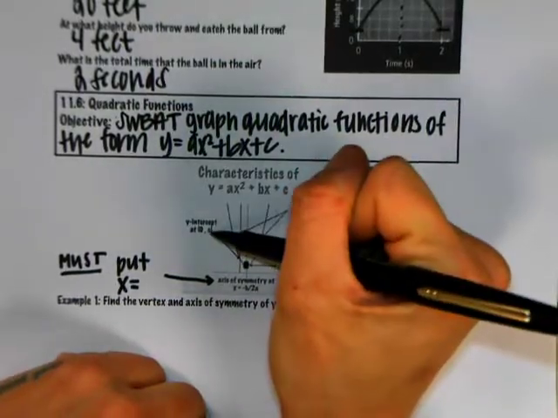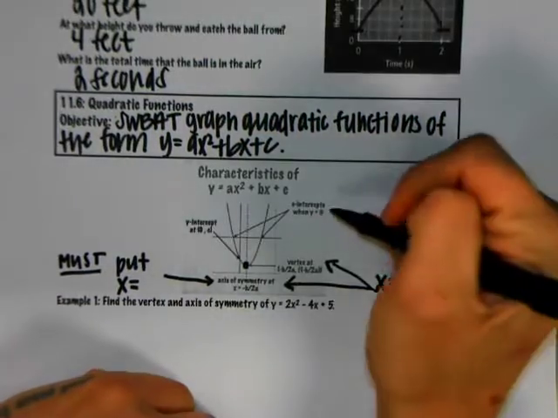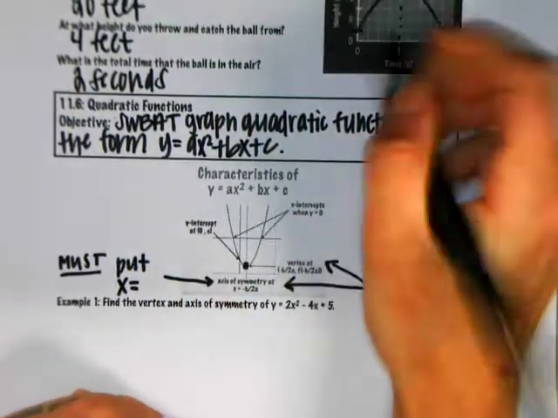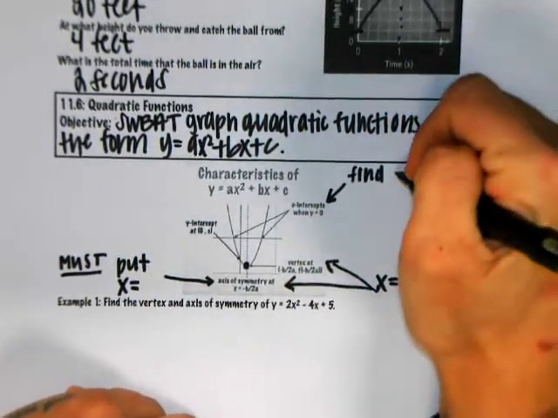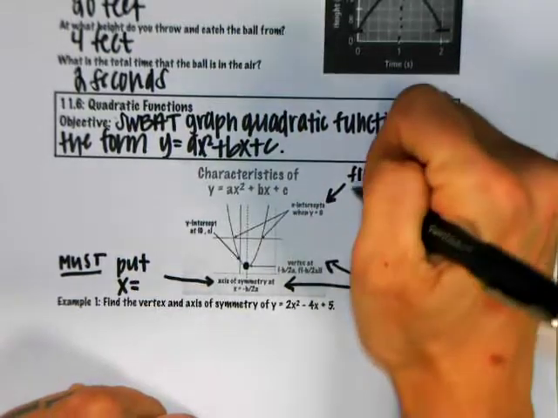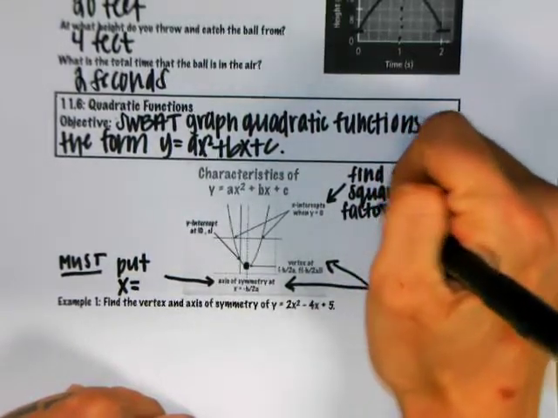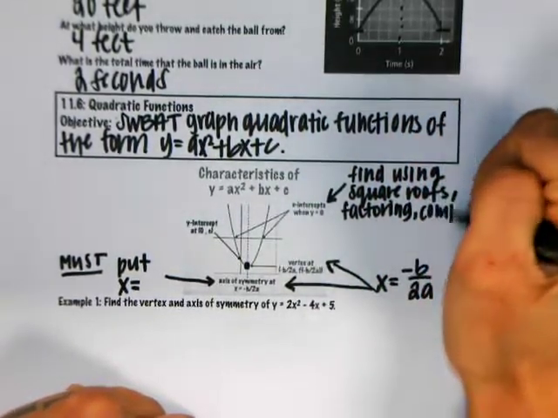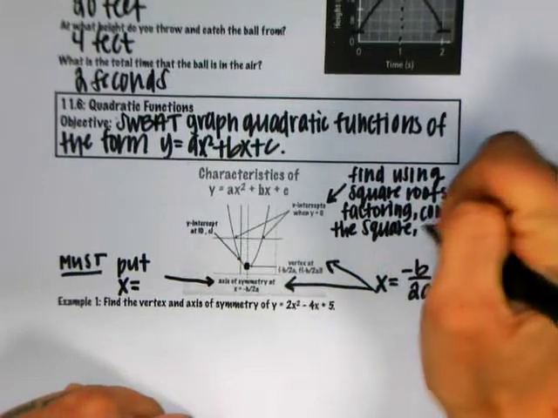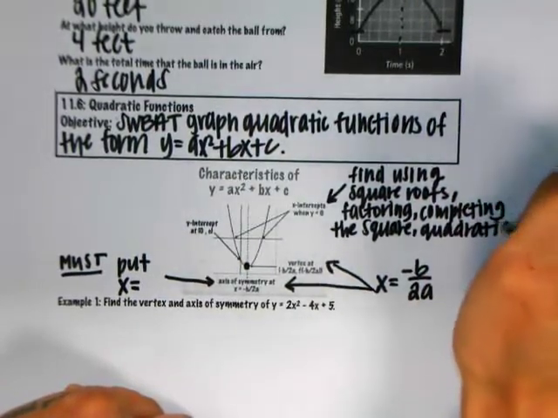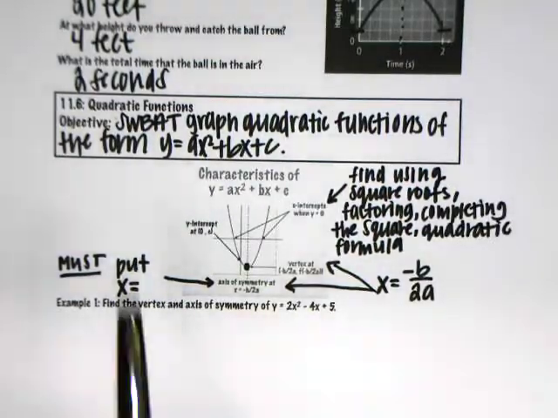Your y-intercept, this is kind of helpful, is at 0, c. So whatever this c value is is always your y-intercept. And your x-intercepts are where y equals 0. These are the things that we found the whole first half of the unit. So find them using square roots, factoring, completing the square, or the quadratic formula. The whole first half of this unit, what the quiz was on, was basically teaching you how to find the x-intercepts of your graph.